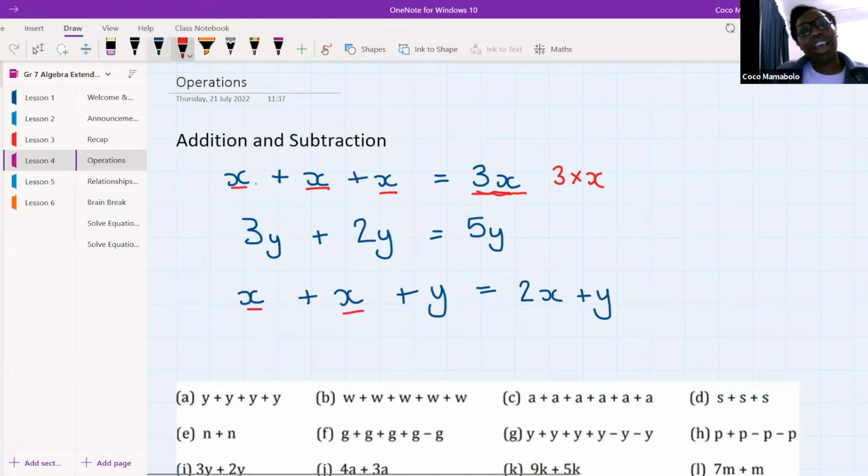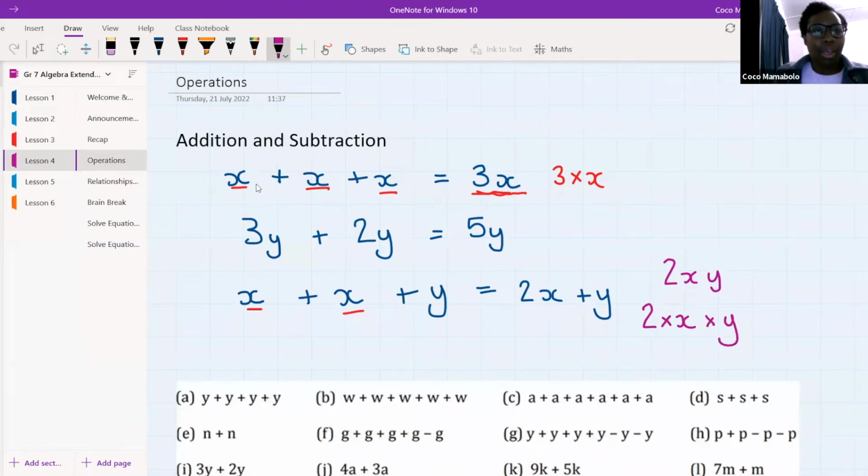All right. Now, if I had to write my answer here as 2xy, that would mean I'm actually saying 2 times x times y. But my y isn't being multiplied. What am I doing with my y over here? I am adding it. Okay, so I can't write 2xy. If I write 2xy, it means I'm multiplying by it. Okay, so that's why I write plus y and not 2xy.